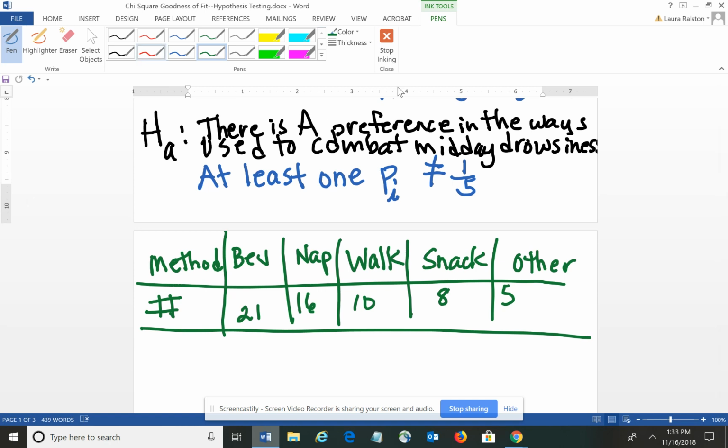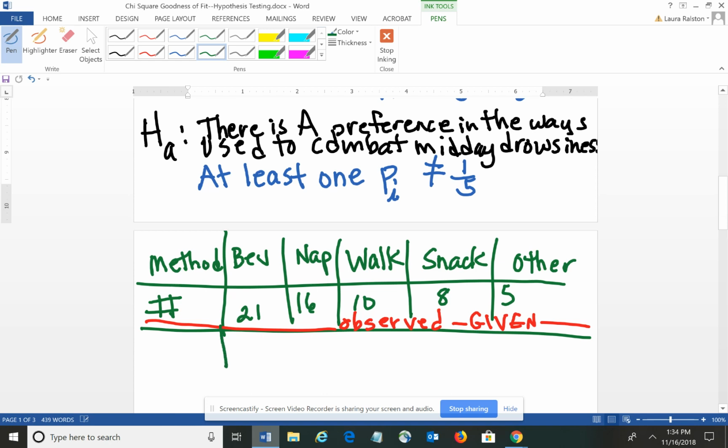The value that you're given in the table is what we observed. So this is our observed. This list here that was given to us is our observed. This is like the reality. This is what really happened when we conducted the survey.